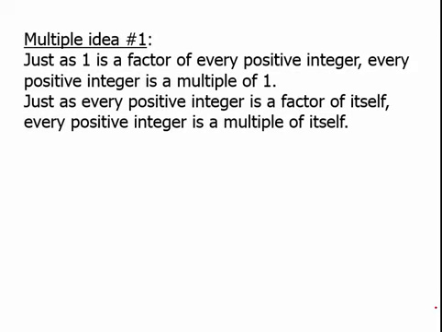Just as every positive integer is a factor of itself, every positive integer is a multiple of itself. So we could take any number, say 7. The largest factor of 7 is 7, and the smallest multiple of 7 is also 7, and that's true of any number.